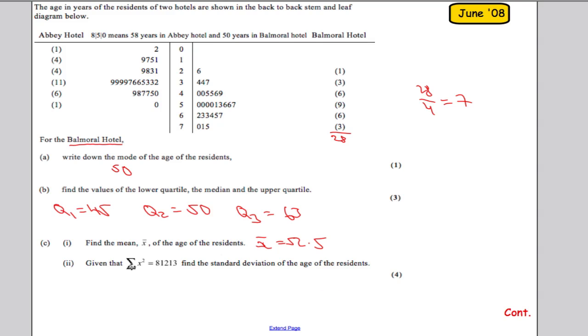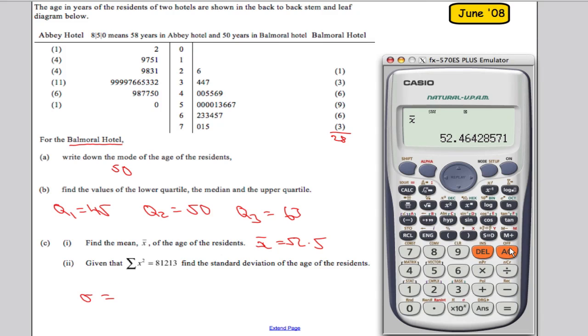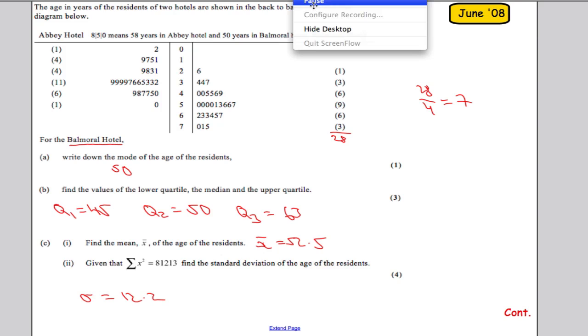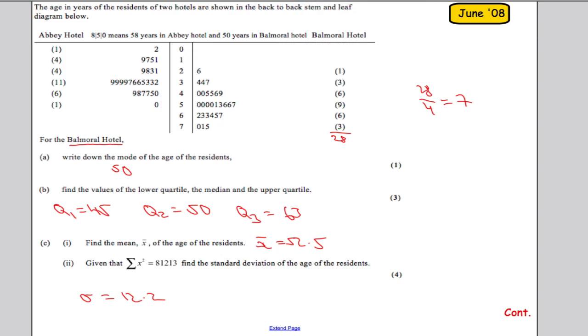Given that the sum of x squared equals this, find the standard deviation. Now I've already done all the hard work by entering the values, which saves me a lot of time. So I can just work out the standard deviation straight away. Shift, stat, var, and then standard deviation is option number 3, which gives me 12.2. So 12.2 to 3 significant figures.